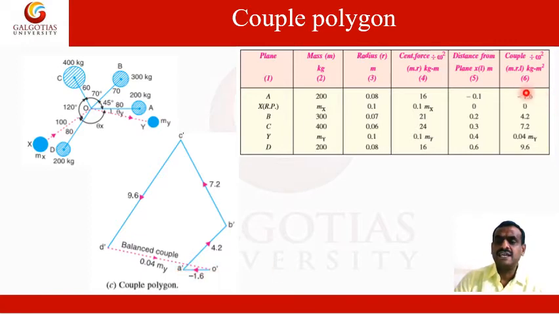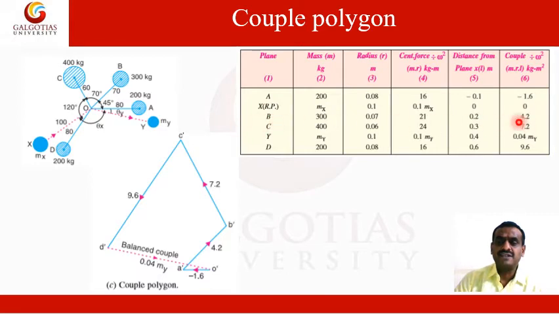We can take a scaling. Suppose 1.6 means 1.6 centimeter. Since it is a negative value, we have to go in the negative direction. On this left-hand side direction, we make 1.6 centimeter and mark the point. Since the mass is horizontal, we have to draw this couple value on the horizontal line only.